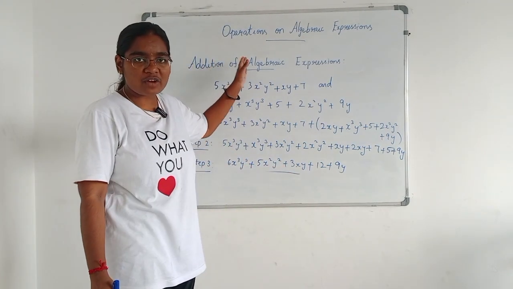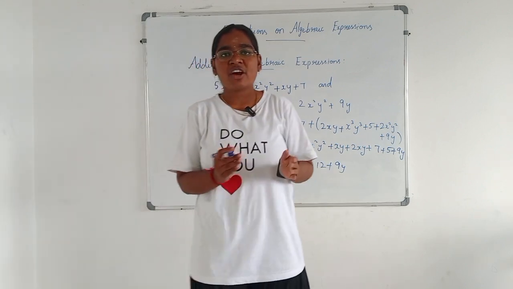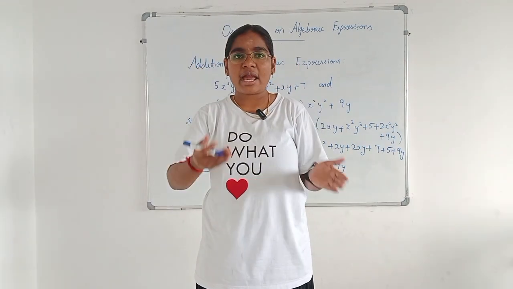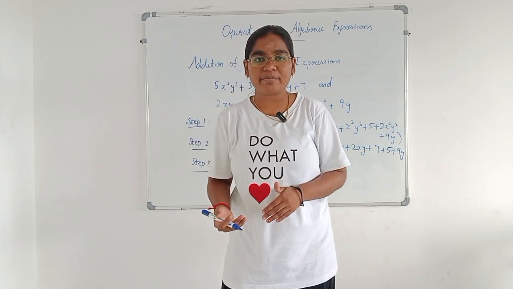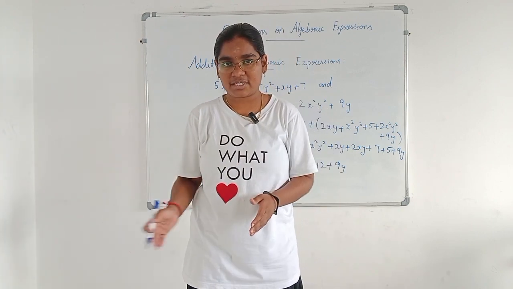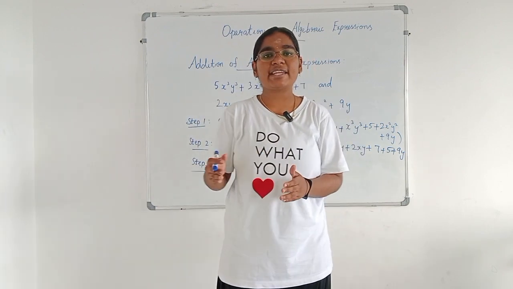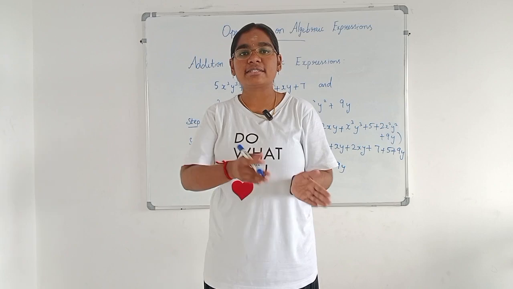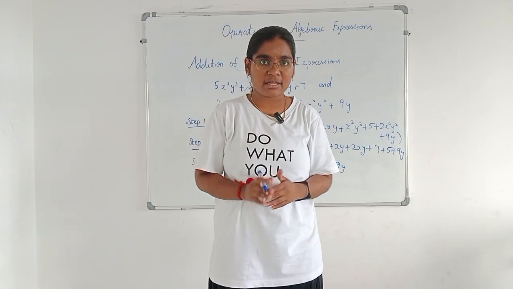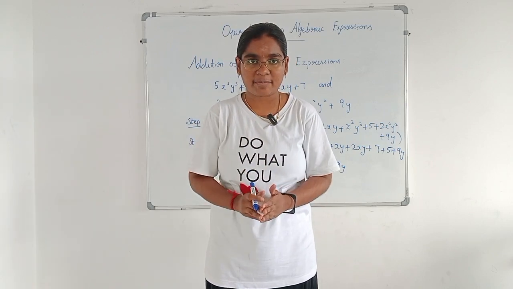So usually in addition of algebraic expressions, first you have to write the given expressions. In step 2, you have to group the like terms, and in step 3, you can add those terms, right? If you find any term with no pair, with no like term, then write that term as it is. This is the concept.